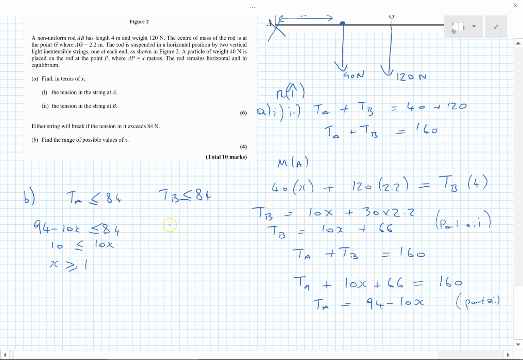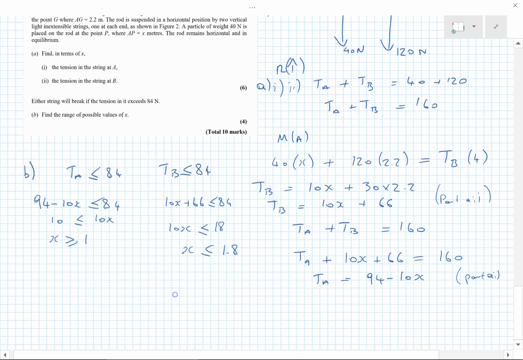And then this one, we've got TB is less than or equal to 84. So we have 10x plus 66 is less than or equal to 84. So then we have 10x is less than or equal to 84 minus 66, which is 18. So x is less than or equal to 1.8. Let's write it as one range, because it wants a range, so I think they might want that. I haven't looked at the mark scheme to be honest, but I would expect they probably wanted it written as one range. So x is going to be greater than or equal to 1 from that, and less than or equal to 1.8.